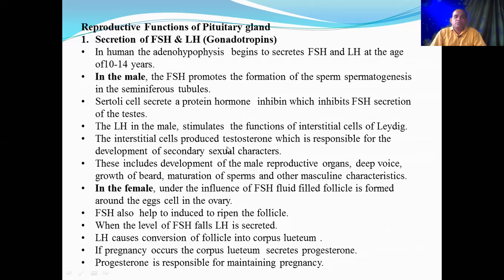Under the influence of follicle stimulating hormone, a fluid-filled follicle is formed around the egg cell in the ovary. Follicle stimulating hormone also helps to ripen the follicles. When the level of FSH falls, LH is secreted. Luteinizing hormone causes conversion of follicles into corpus luteum. If pregnancy occurs, the corpus luteum secretes progesterone. Progesterone is responsible for maintaining the pregnancy.